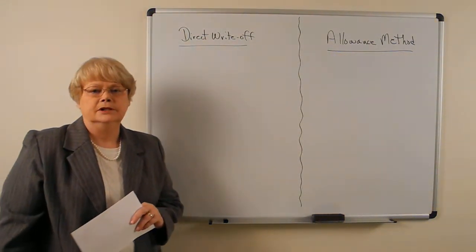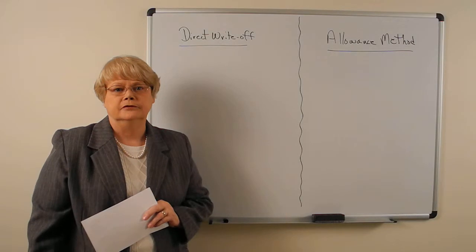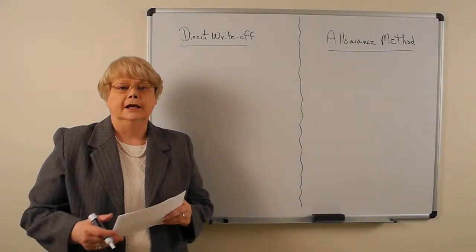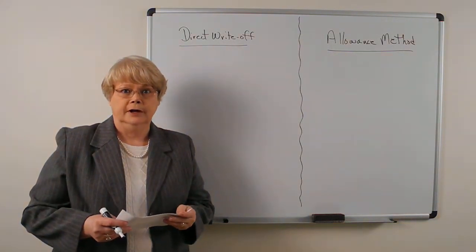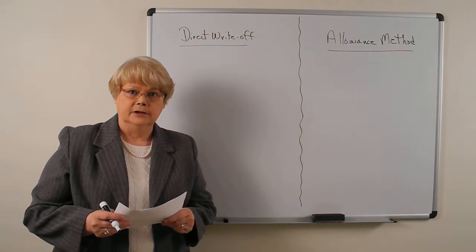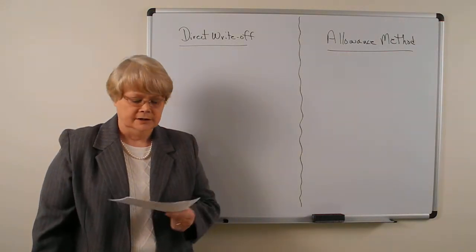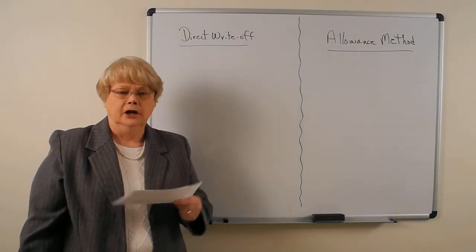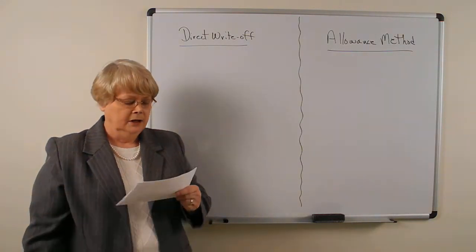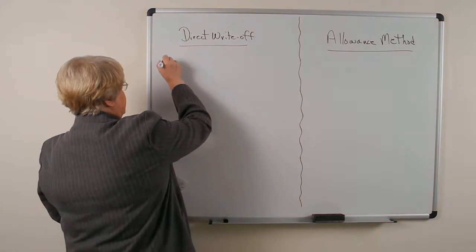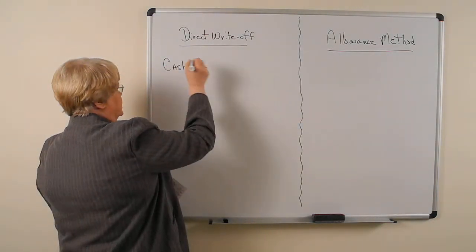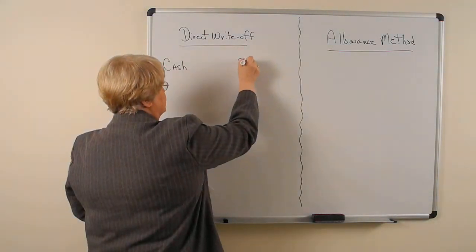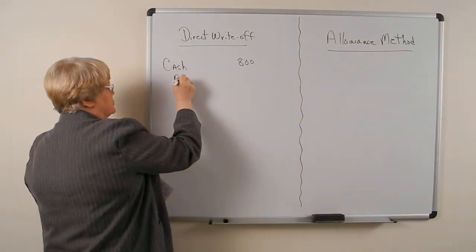Okay, students, I'm going to take some information from the textbook and show you the difference between the direct write-off method and the allowance method in a certain situation here. The first thing we have is that we received $800 from a customer. So let's record that: a debit to cash of $800, and a credit to accounts receivable.